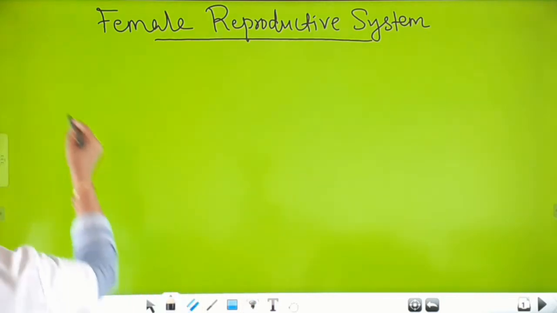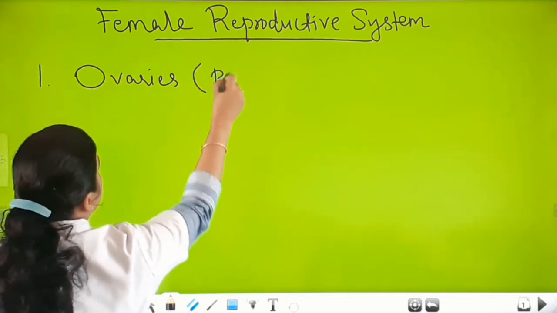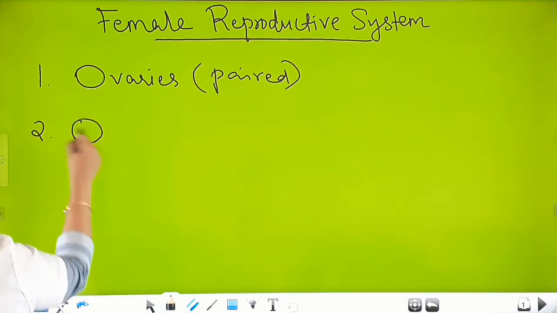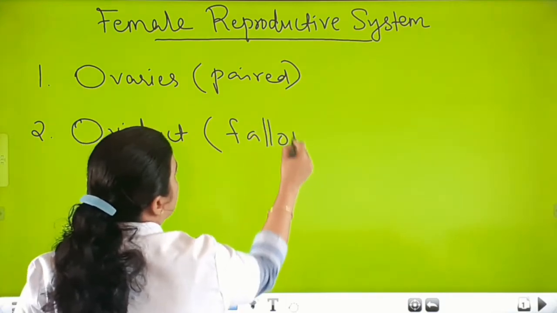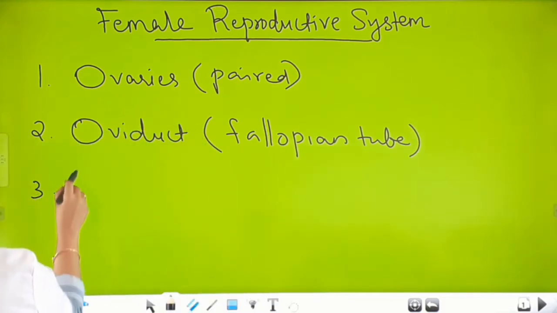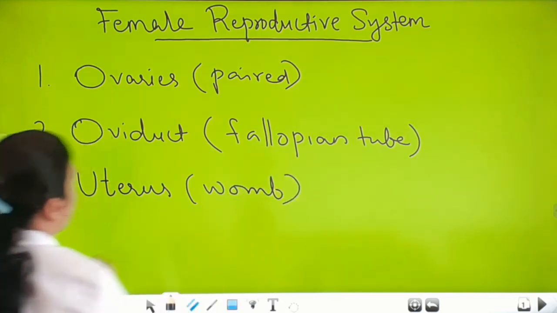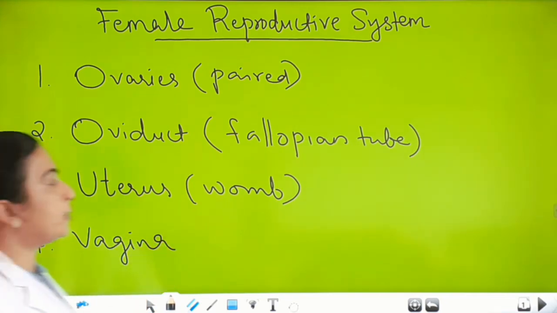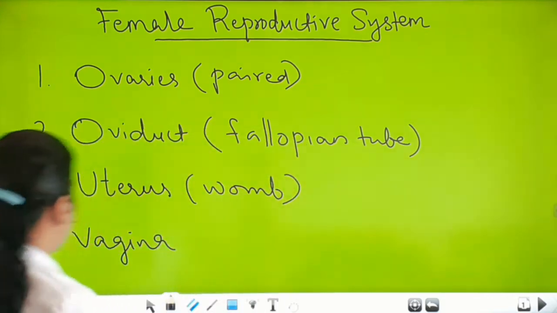So the female reproductive system consists of a pair of ovaries. It's a paired structure, that is, two in number. The second one is the oviduct, also known as the fallopian tube. The third one is the uterus, also known as the womb. And the fourth one is the vagina. These are the main organs in the female reproductive system. And I will show you the structure.